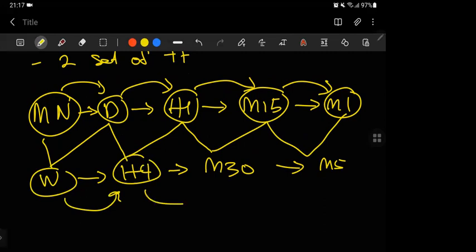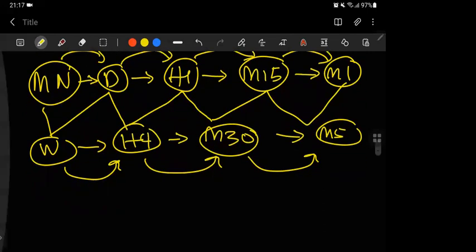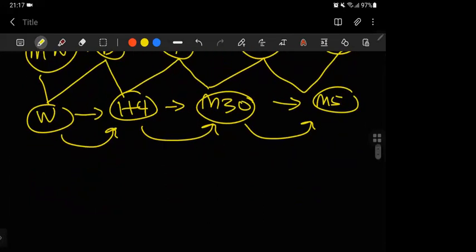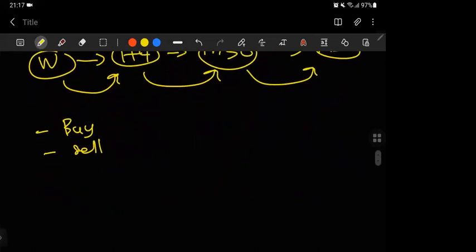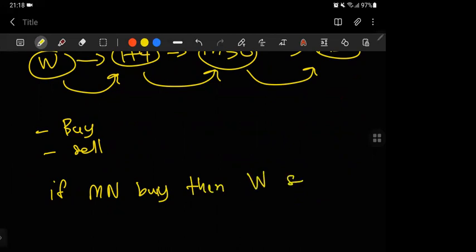Same thing for the second set. We have buy and sell. The market, if monthly buy, then weekly sell.